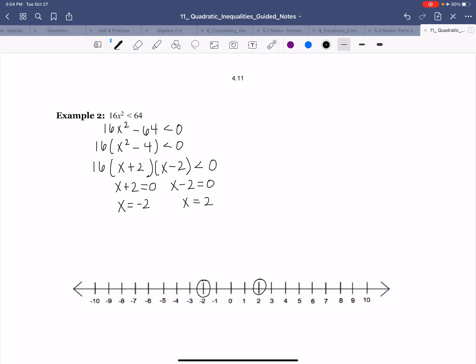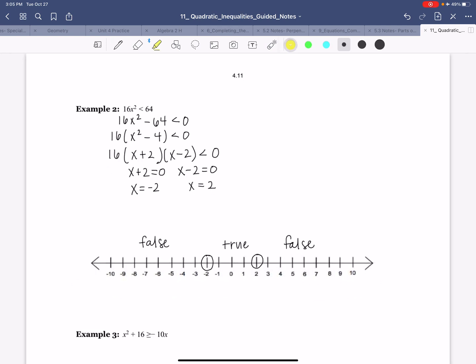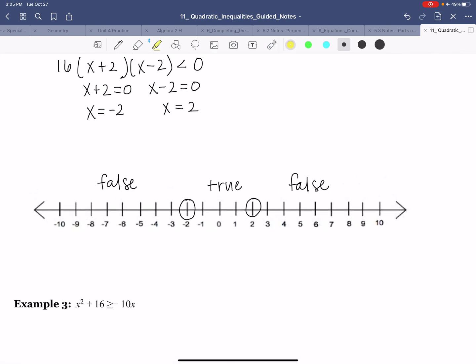Hopefully you guys know it's less than, it's going to go in between, but let's make sure that that is true. So you test each region. I'm going to start by testing 0. So if I were to plug this in, I would get 0 squared is 0, so 16 times 0 is 0. So 0 minus 64 is -64, which is less than 0. This is true. Okay, so remember, then these will be false, because they are either going away from each other or they're going towards each other. So in this case, since it's less than, these will be in between. Those will be my solutions.